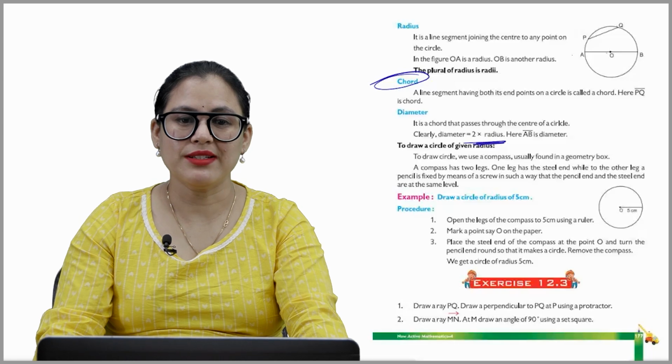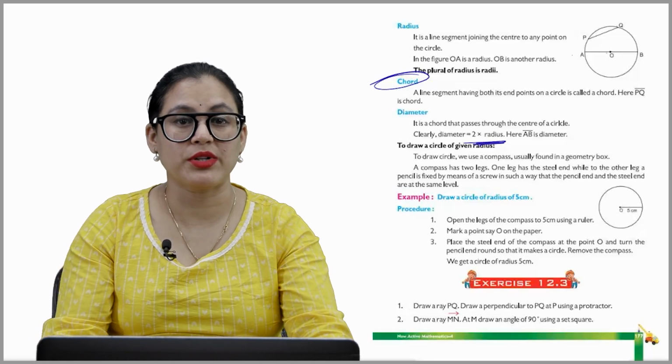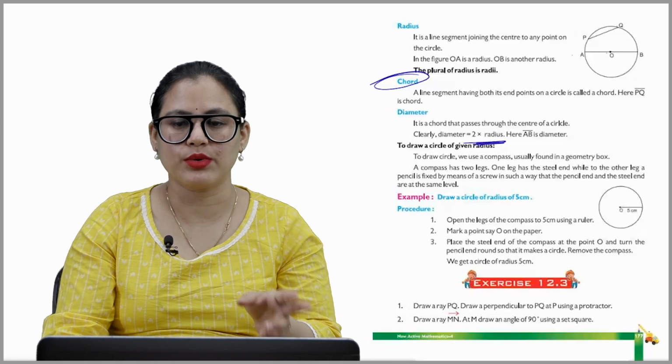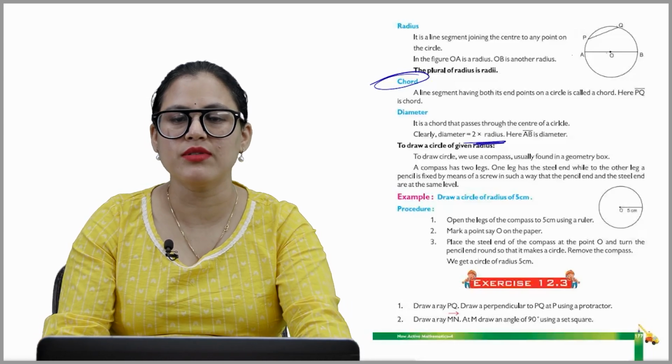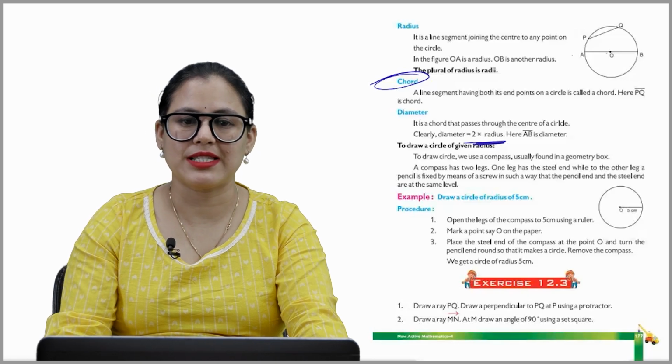To draw a circle of given radius, we use a compass, usually found in a geometry box. A compass has two legs. One leg has a steel end, while to the other leg, a pencil is fixed by means of a screw in such a way that the pencil end and the steel end are at the same level.